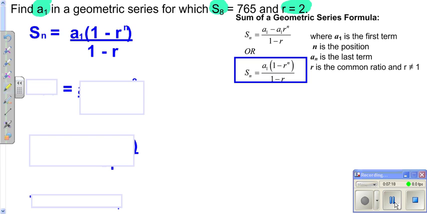And see, we have it again here. Sorry about that.